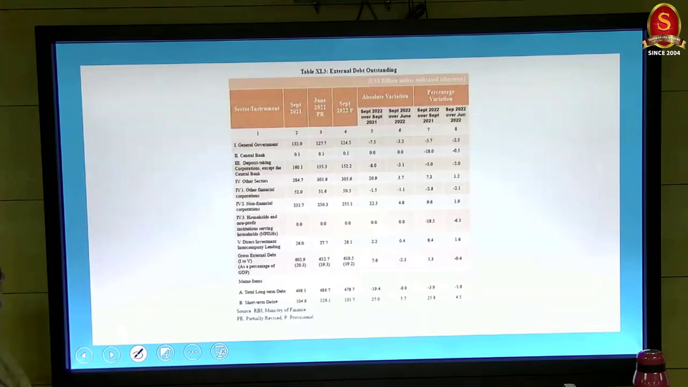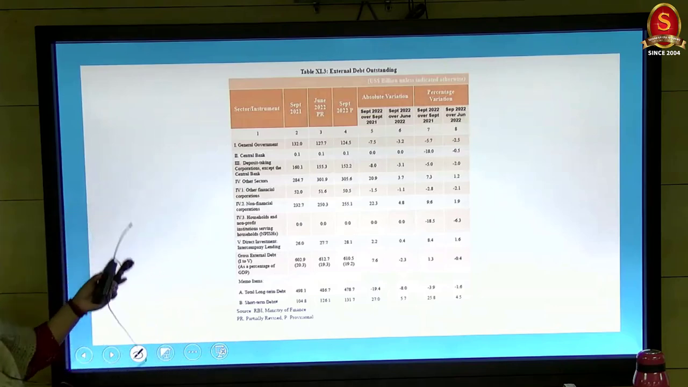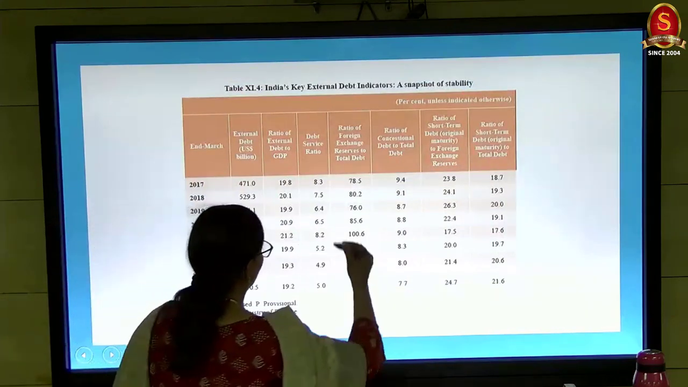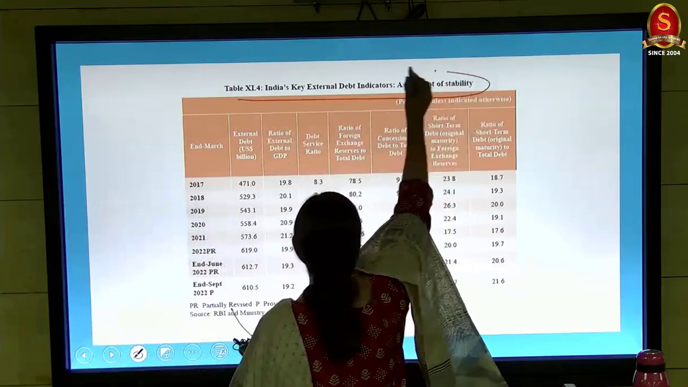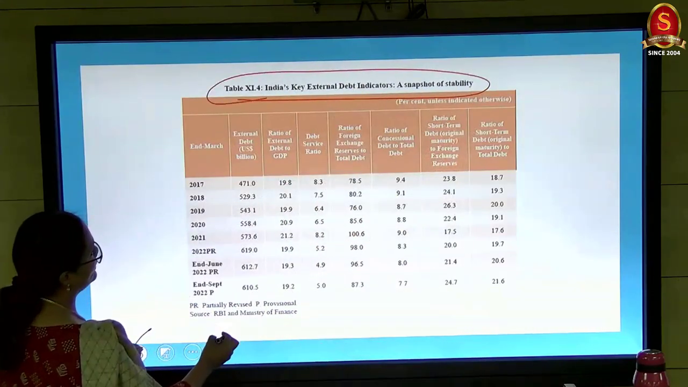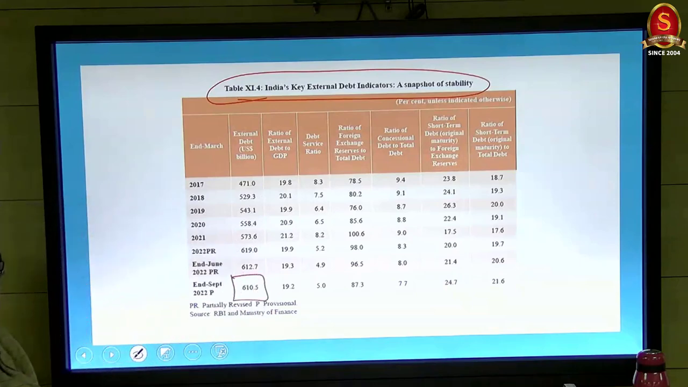This is about the external debt outstanding. More than this, these are all the components of it. I'll show you the next table, which is much more relevant. External debt indicators. So now we are coming on to this external debt data, $610.5 US dollar billion.